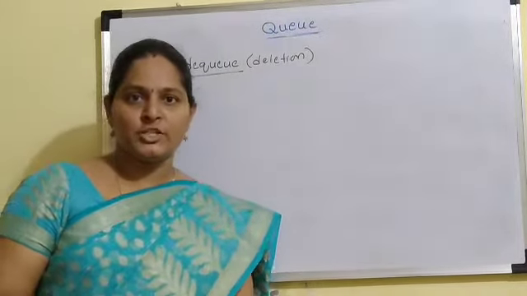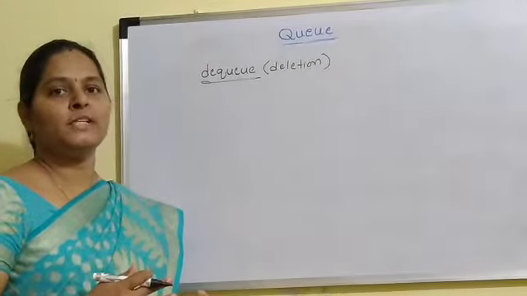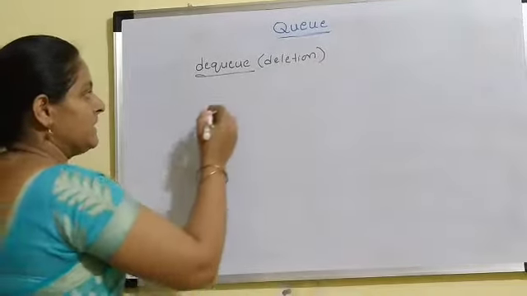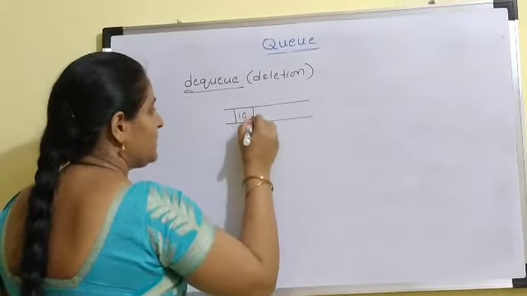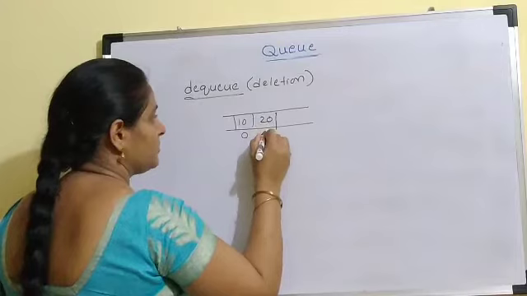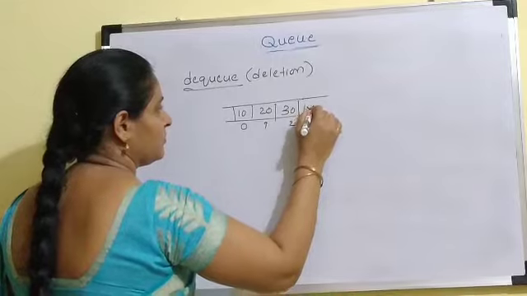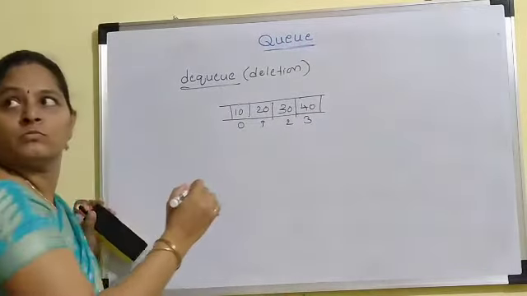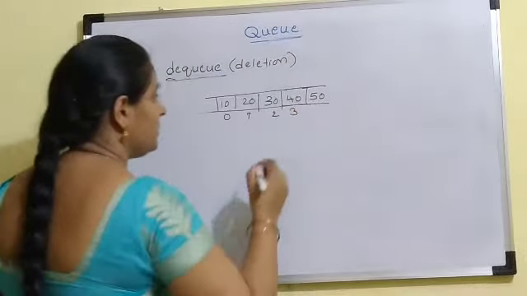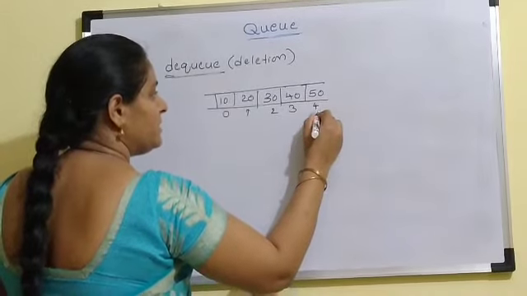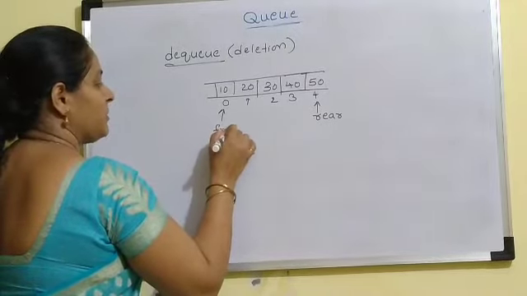Let us see the DQ operation. DQ operation means deletion operation. So in a queue, from which end can we perform the deletion? From the front end. Let us see an example. Suppose we have 5 elements in the queue. After inserting 5 elements, rear points to the fifth element and front will be in the first position.